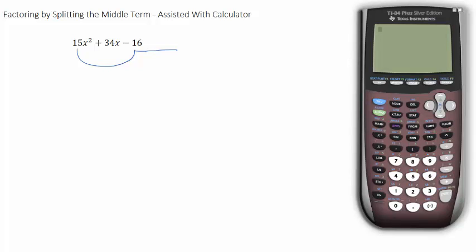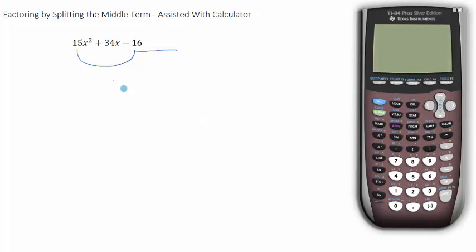Right, I want to show you another factoring technique for trinomials that have a leading coefficient other than 1. This is called factoring by splitting the middle term. Some texts call it the AC method and others call it forced grouping. And we're going to use our calculator to help us during the process.